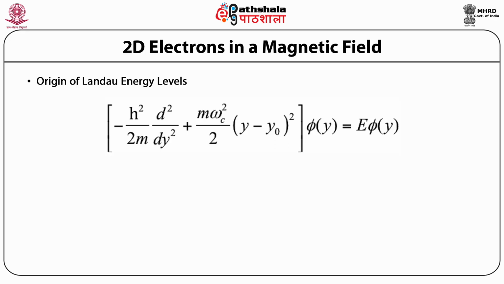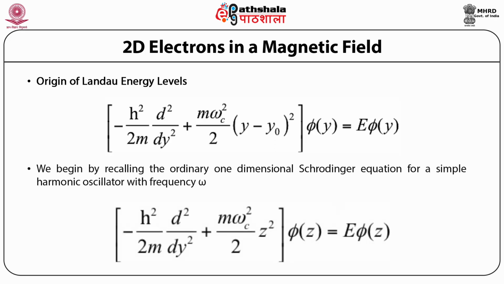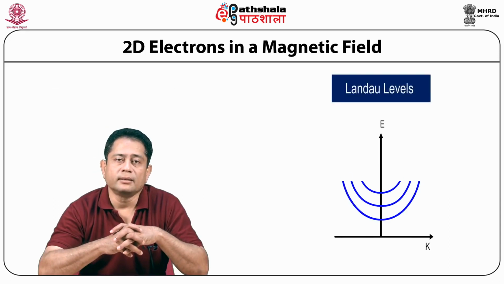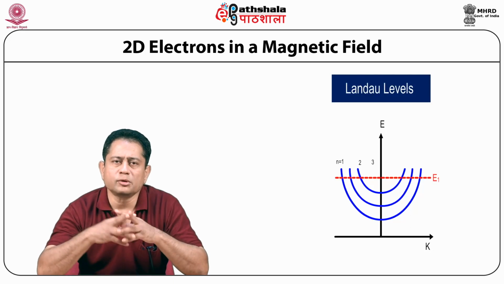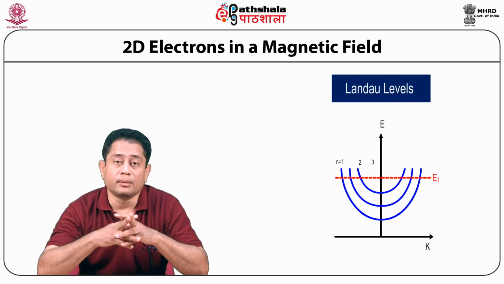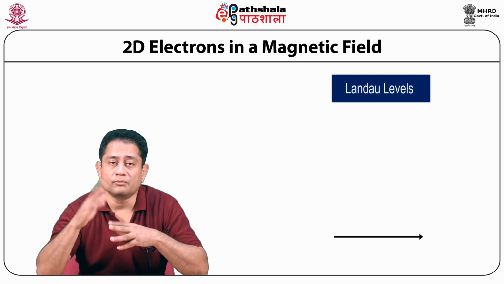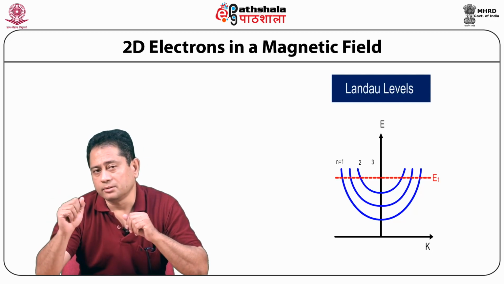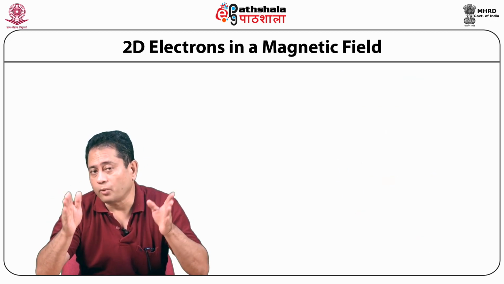Now what we have to do is begin by recalling that the ordinary one-dimensional Schrödinger equation for a simple harmonic oscillator with frequency omega is written like this. Okay, here as you can see, you have z instead of y minus y naught, where z is a dummy coordinate. Our problem looks very similar except we have a term (y minus y naught) whole square instead of just y square. But this simply means that the center of the oscillations is at y equal to y naught rather than at y equal to 0.